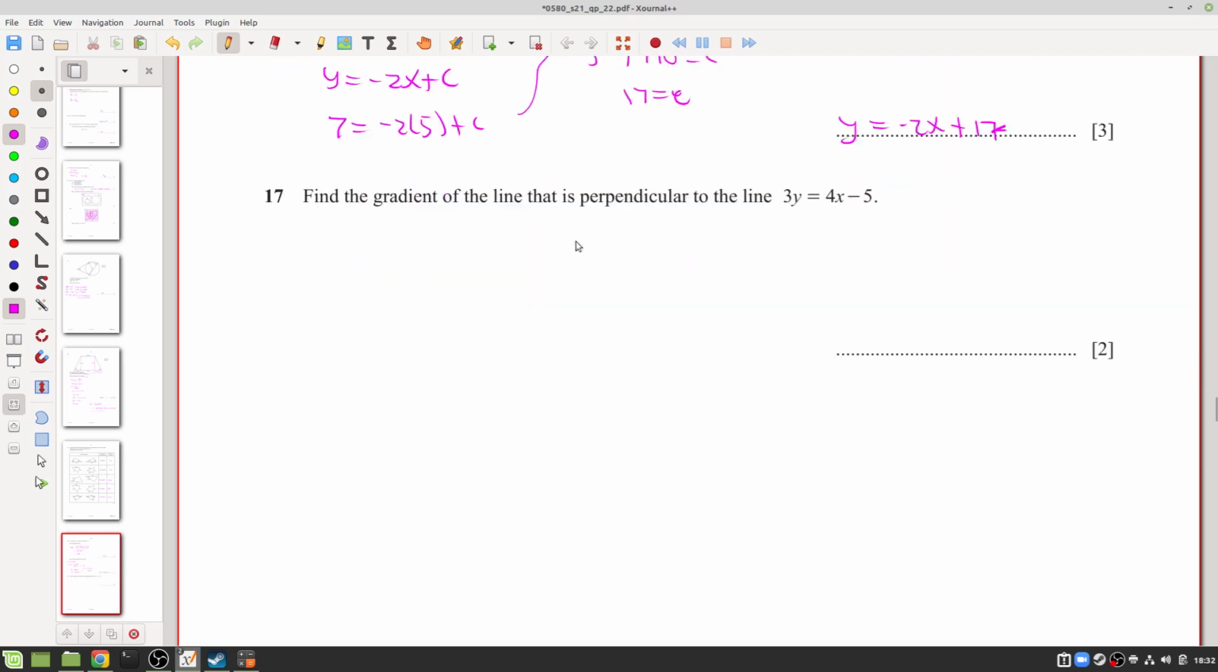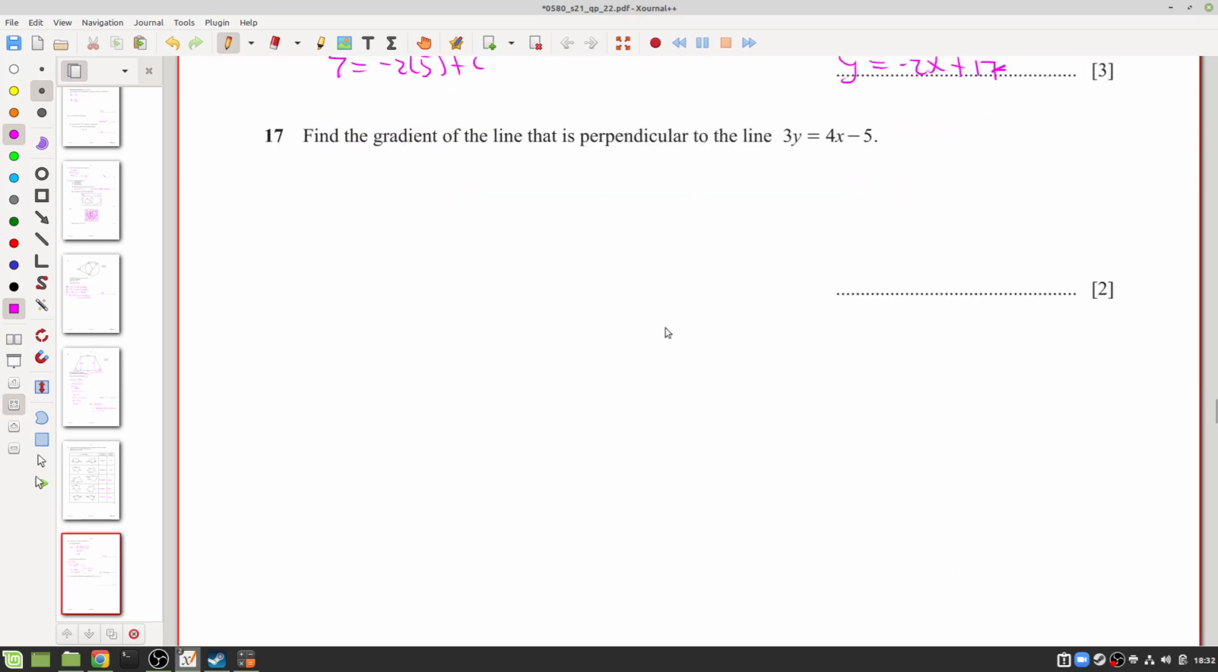Find the gradient of the line that is perpendicular to this line. Okay, so let's first rearrange this line. For perpendicular, let's go over the rules. If lines are perpendicular, the gradient of the one times the gradient of the other one is equal to -1. So if we rearrange this to get y by itself, then we get y equals 4 over 3x minus 5 over 3. So what is perpendicular to 4 over 3? Well, it's going to be -3/4. And that's probably just going to be the answer they're looking for, just -3/4.